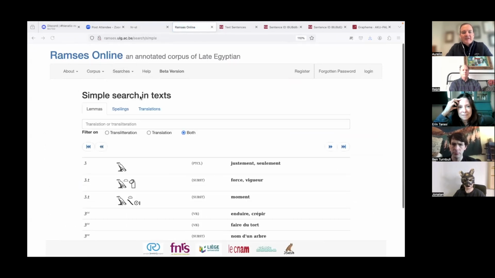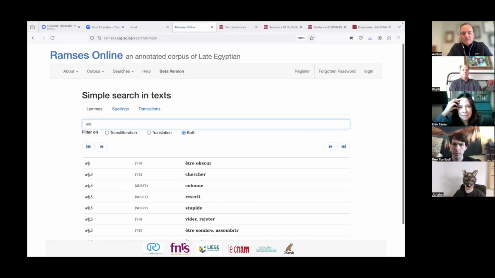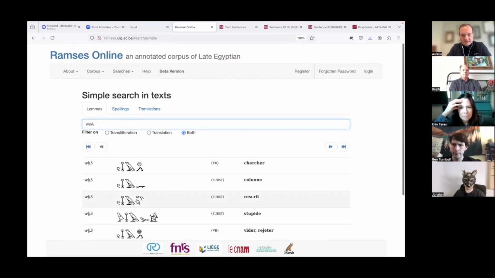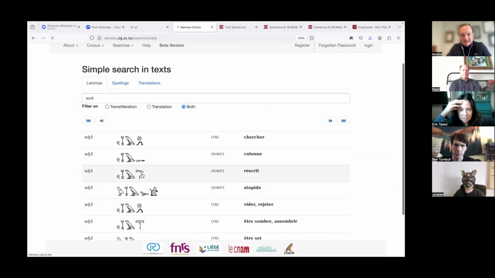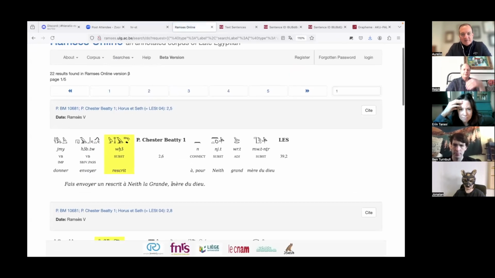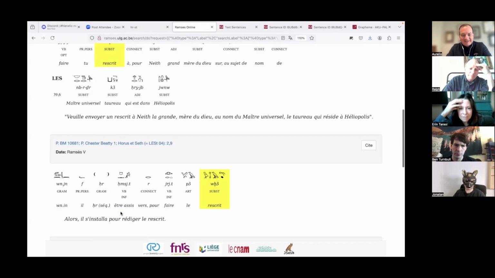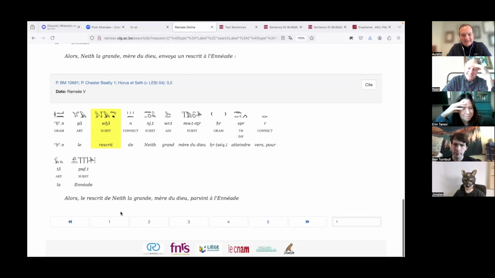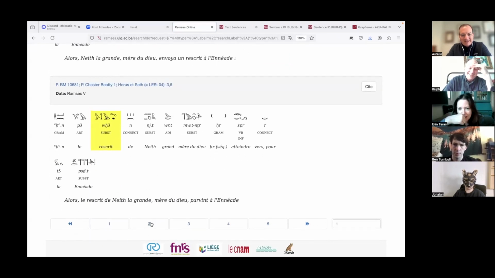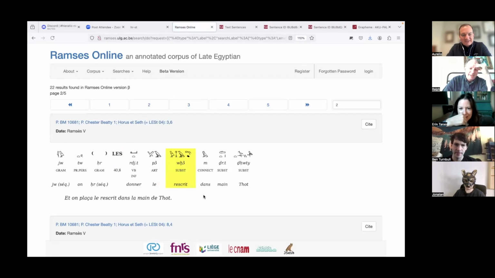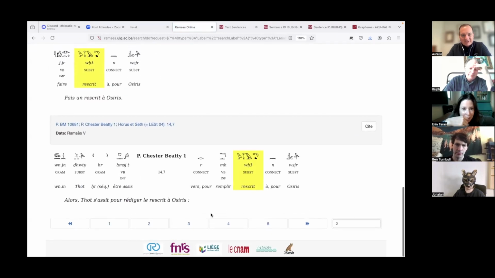Simple search. Uha letter. Oh, rescript. Fine. I'll take that. Well, they've got it with the determinative stroke. Yeah. Here, of course, the smudge. Here, the infamous smudge. Hate it. I'm curious if it is in, well, this is all, of course, hieratic. So oh, look, there's one.